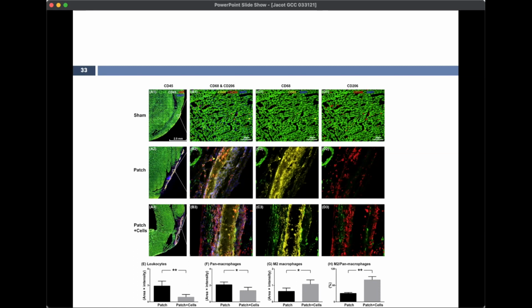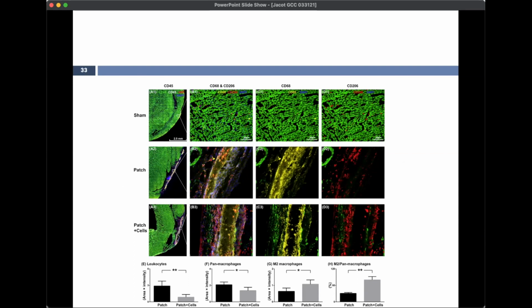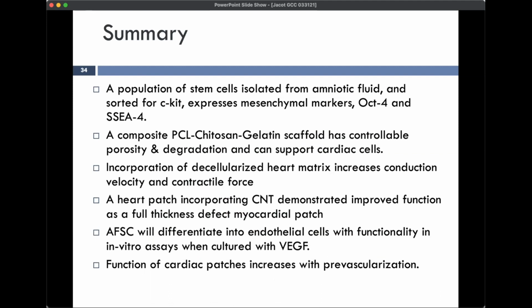If we look at leukocytes and pan macrophages that invade, we do get vasculature not nearly as close to what you would see in a native heart tissue, but still some vasculature throughout, and muscle cells that do invade through into these areas in this adult rat model. So that's, yeah, all I have to go through.